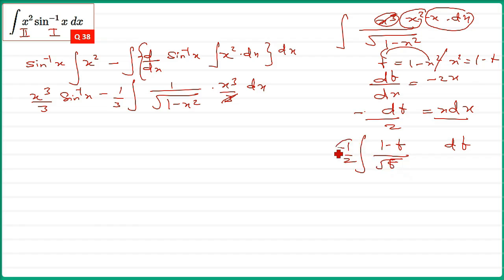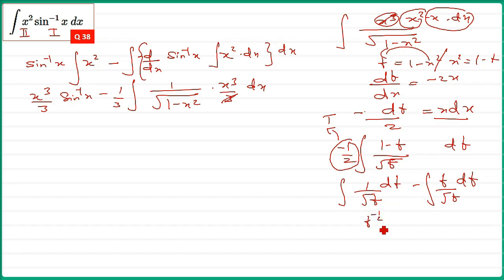Minus half we can deal later. Let us put it in some temporary storage and deal with 1 minus t by under root t. Let's separate them out: 1 by under root t as a separate term with a dt, minus t by under root t as a separate term with a dt. So 1 by under root t is t to the power minus half. When we integrate it, it will be t raised minus half plus 1 divided by negative half plus 1. This will be t raised half by half, this 2 will go up. It will be twice under root t. I'm writing it here, 2 under root t for the first term.